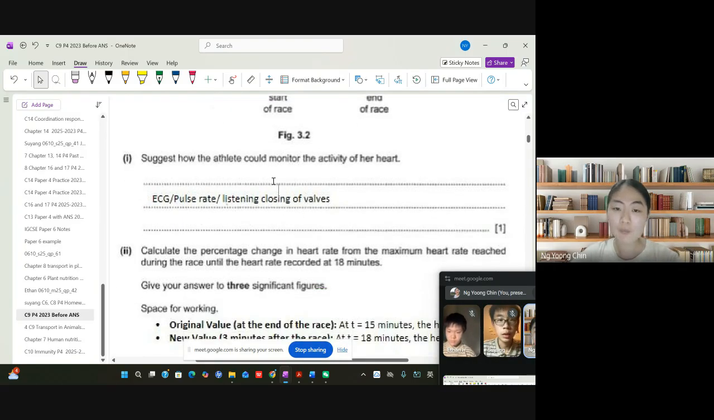What's meant by this one? Listening closing your heart is because your heart sound is like lub dub, lub dub, lub dub. This kind of sound, right? So this is due to what? Due to the heart valve closing to prevent the backflow of blood. So the closure of the valve produces the sound lub dub.